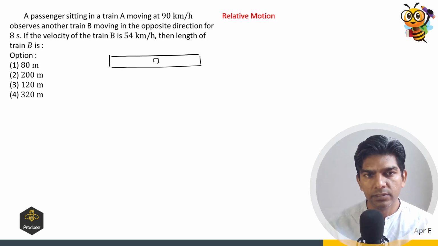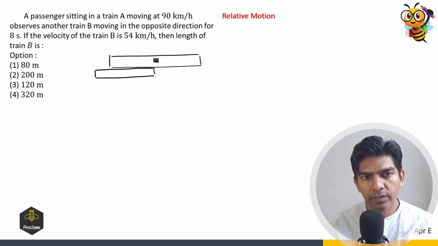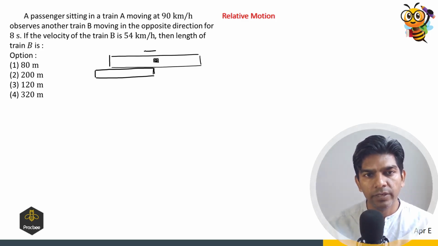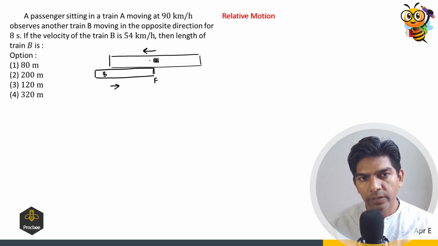Let us say this is the window from where the passenger is looking at the train B. Okay, so this is the observer. They are moving in the opposite direction, right? So train A is going in the left direction, train B is going in the right direction, right? So when the front of the train B is aligned with the window, then the passenger will start watching the train B, right?